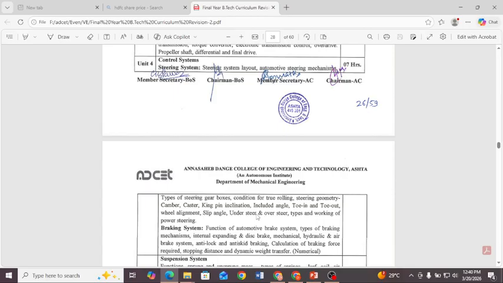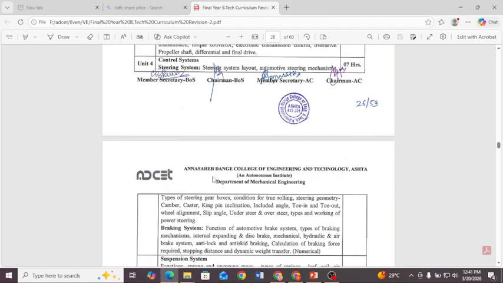Good afternoon, everyone. Today we start chapter number 4. In chapter number 4, there are two parts. First is the steering system and second is the braking system. For the steering system, we discuss the different types of steering systems, how they work, and the principle behind them.